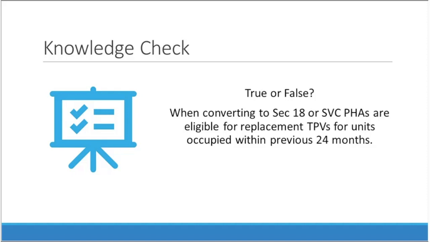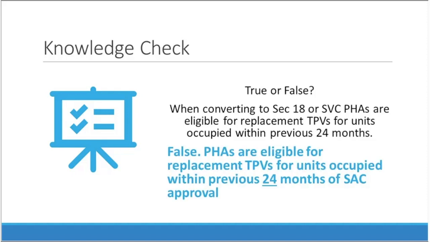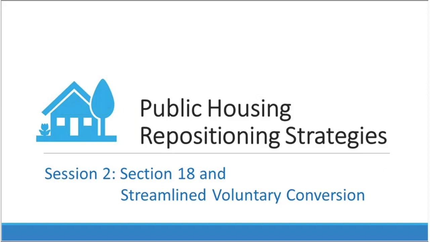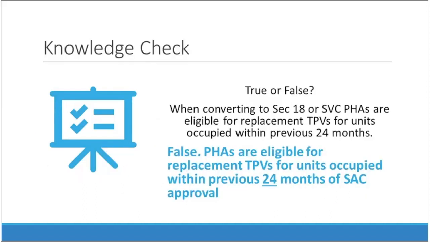All right, so the answer to that one is true. Oh, pardon me. When converting... that should be true. Why does that slide say that? Trick question. When converting Section 18, that's true. PHAs are eligible for replacement vouchers for occupied units within the previous 24 months. Apologies for that. It's by unit, so it's not the occupancy rate. It's units occupied within the last 24 months. You could have an occupancy rate of 95% over the last 24 months and still have had a household in every unit. That's an important distinction to keep in mind.